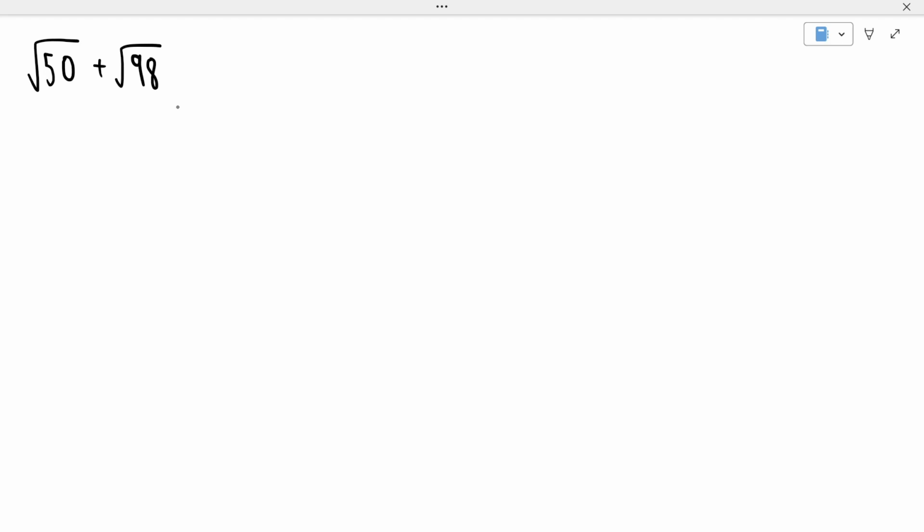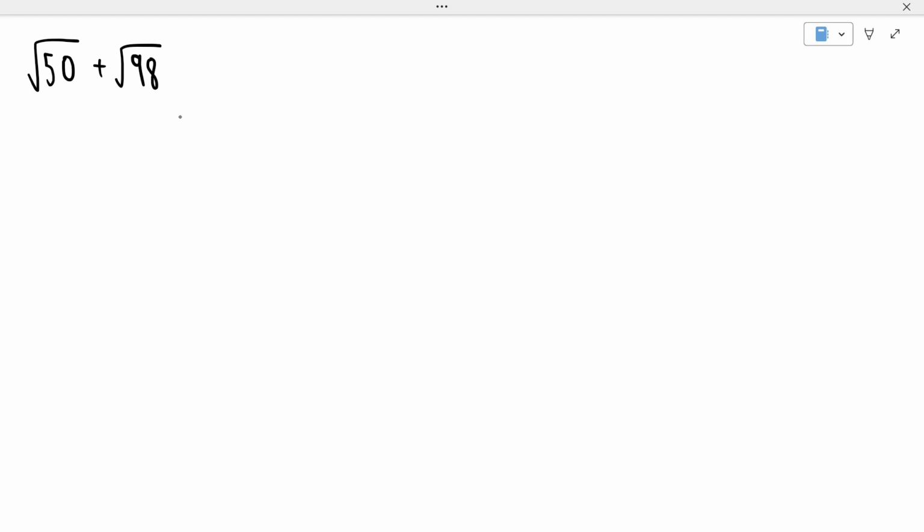How do we simplify square root of 50 plus square root of 98? At first, it might seem like we can't combine like terms to simplify this expression because square root of 50 and square root of 98 are not square roots of the same number. However, you may notice that both square root of 50 and square root of 98 are not in simplest form because the numbers inside the square roots have a perfect square factor. Whenever that's the case, it means that the square roots can be simplified further. So the first thing we should do is simplify square root of 50 and square root of 98 individually.